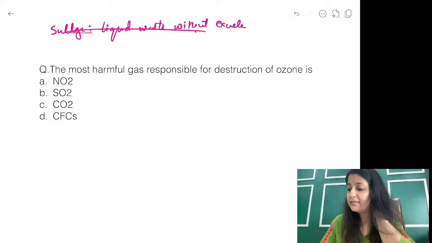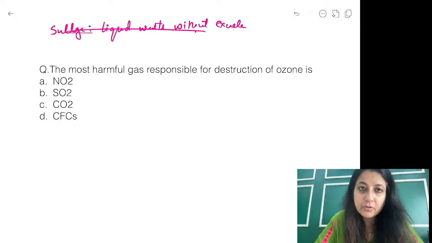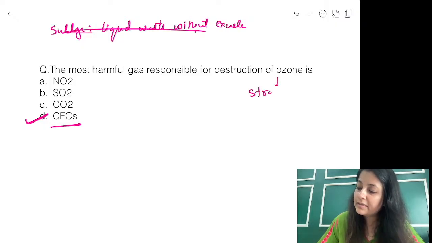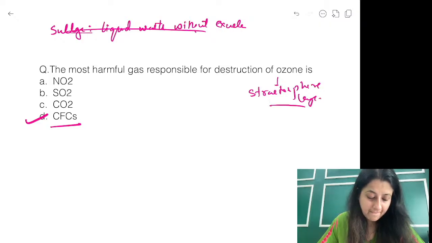Okay? What is the answer to this? Most harmful gas responsible for destruction of ozone, already discussed: chlorofluorocarbons. They are leading to destruction of the ozone layer, which is the good ozone. Where is this good ozone present, everybody? In the stratosphere layer.